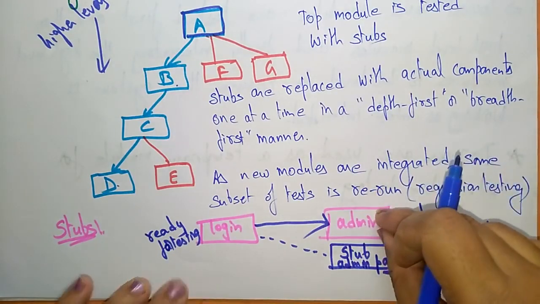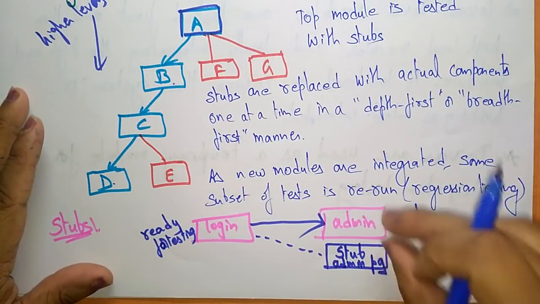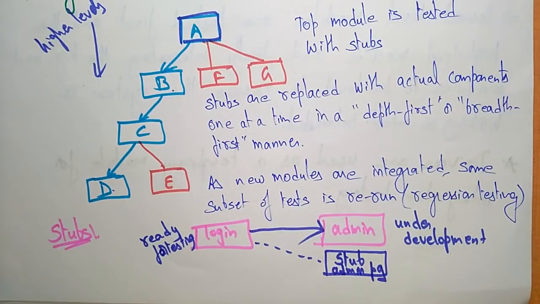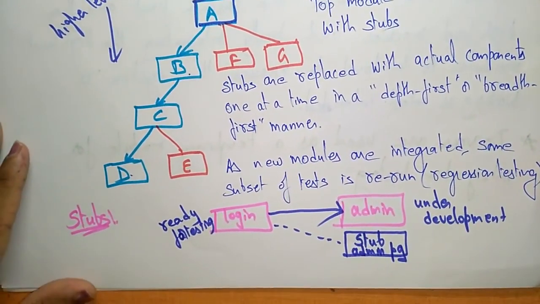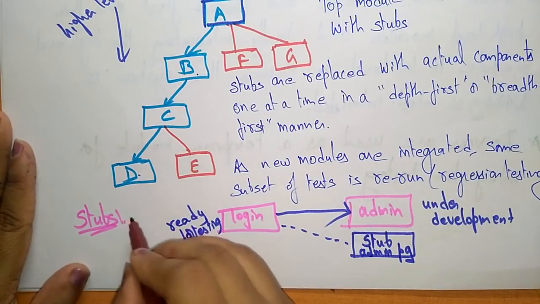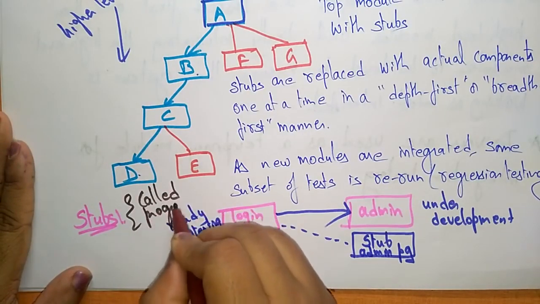So whenever the project is completed and the test module is over, they will replace the stub with the real admin. Okay, suppose you are using any site, and in the site if you click on one page, it says that the page is under construction. In the same way they are using the stubs there. A dummy program is used. So here the stub is a called program.